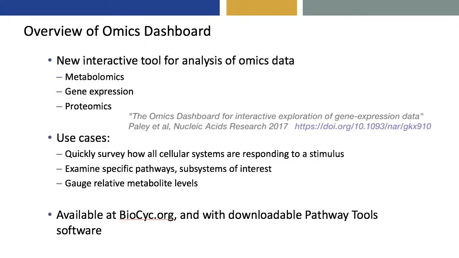One is to quickly survey how all the cellular systems are responding to a given stimulus at multiple levels of detail, from the level of a specific pathway to the area of a larger subsystem of the cell. Another use case is to gauge the relative levels of different metabolites in the cell. And this tool is now available at biopsych.org and also is available as part of our downloadable Pathway Tools software.